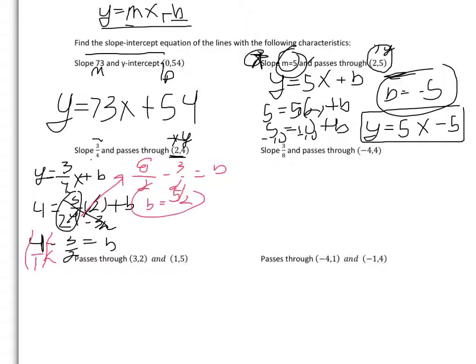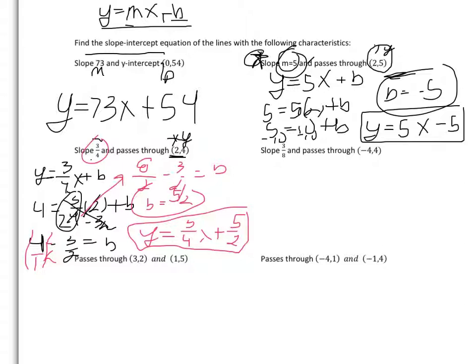We have our b, we have our m. Write the equation y equals 3/4 x plus 5/2, and that right there is the equation of that line.